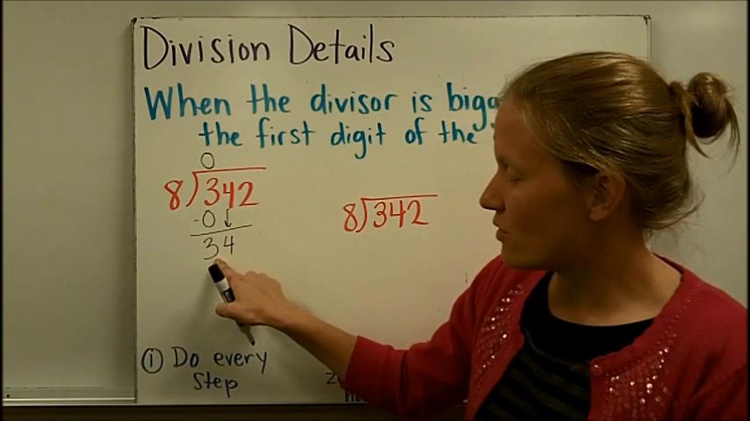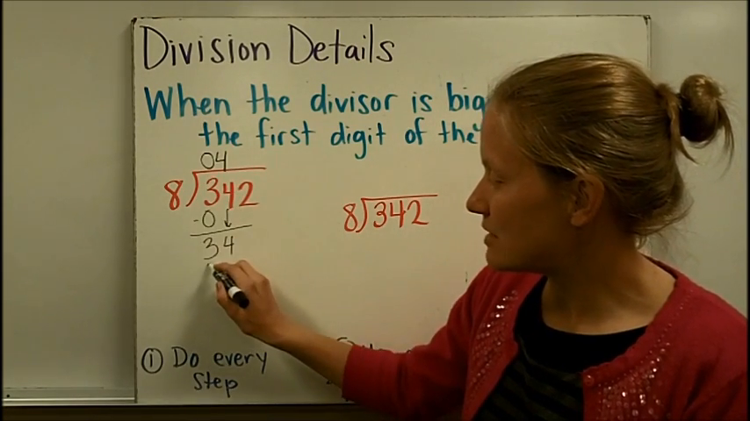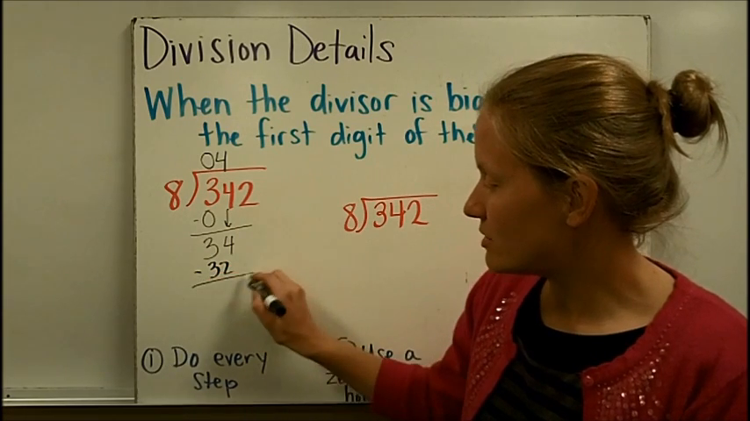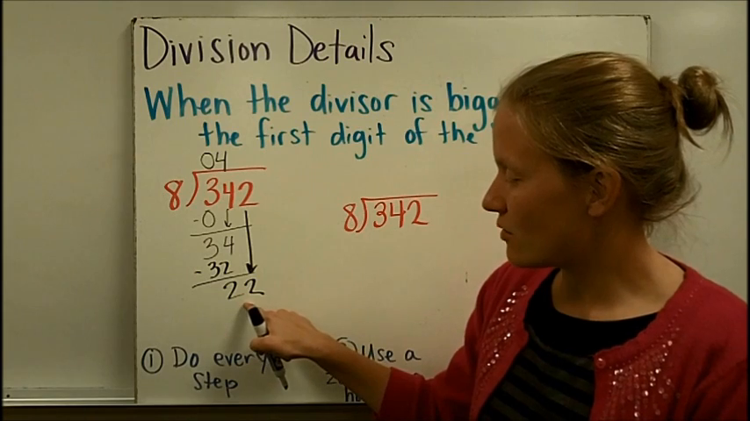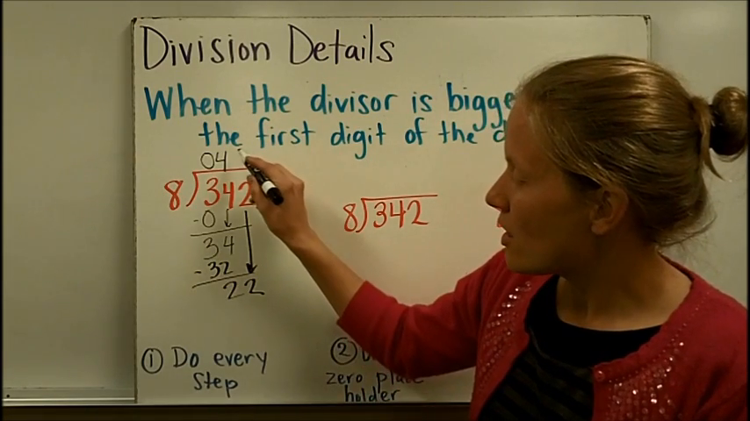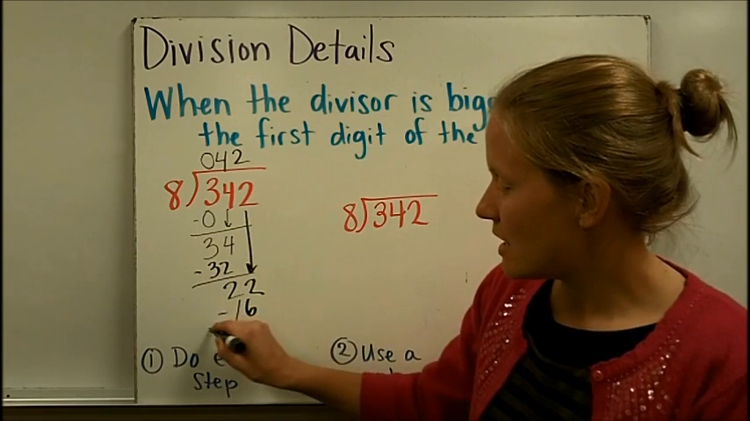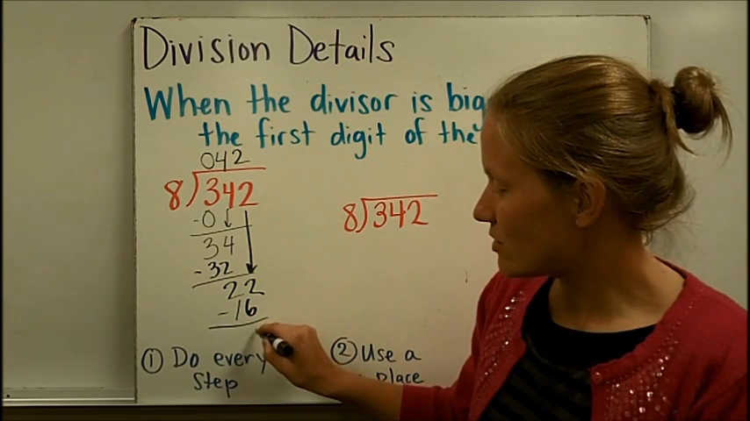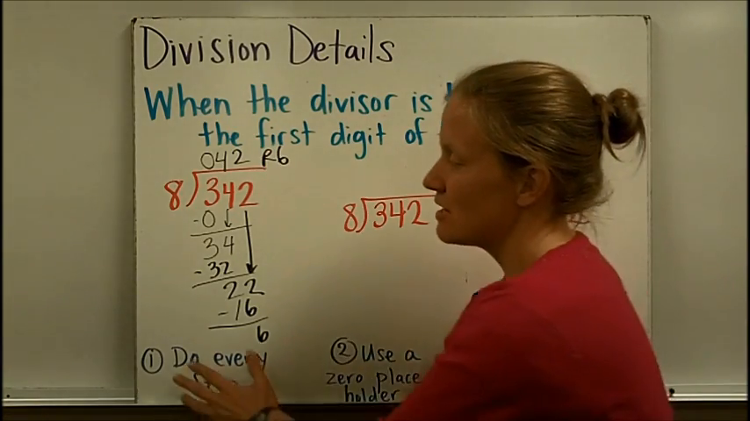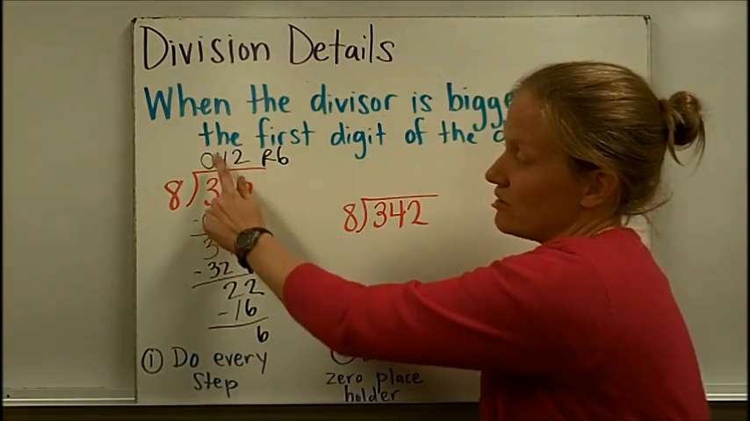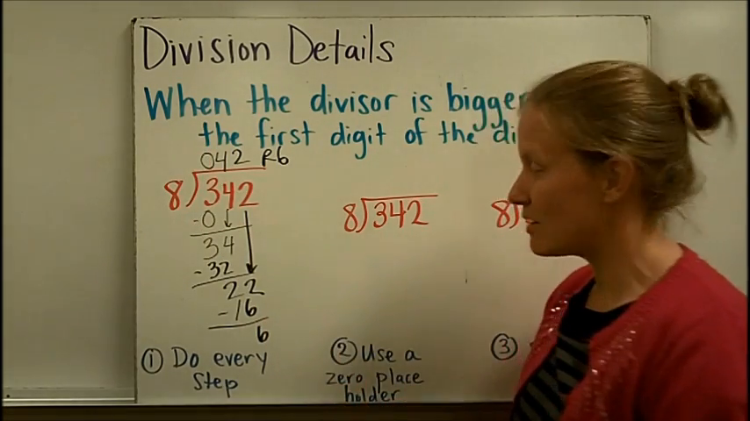Then 8 would go into 34 4 times. 4 times 8 is 32. I would subtract and bring down the 2. 8 can go into 22 2 times. 8 times 2 is 16. And I would get a remainder of 6. So I really just went ahead and did everything like normal, just putting a 0 there and multiplying the 0 because 8 cannot go into 3.